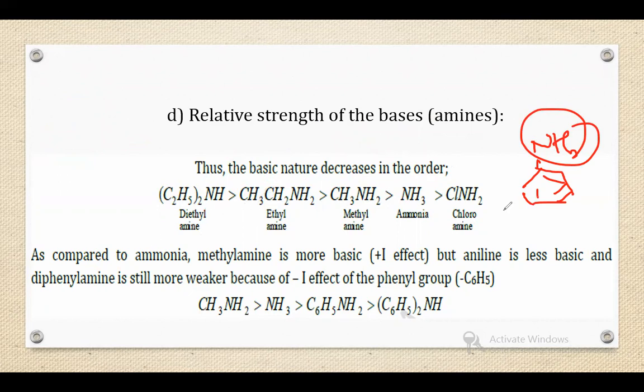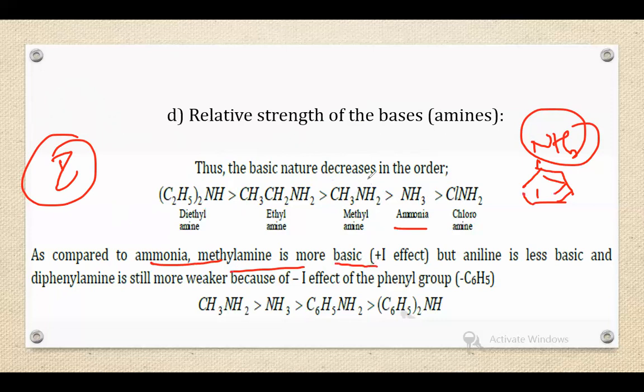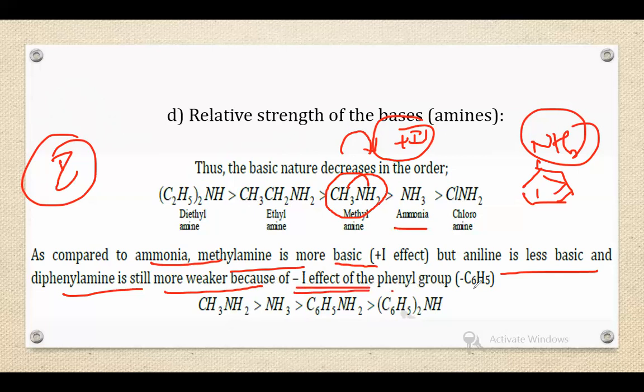So why will these things happen? Because of the inductive effect. We can explain it because of the inductive effect. As compared to ammonia NH3, methylamine CH3NH2 is more basic. Why? Because of the electron donating group, positive inductive effect. But aniline is less basic, and diphenylamine is a still weaker base because of the minus I effect of the phenyl group.